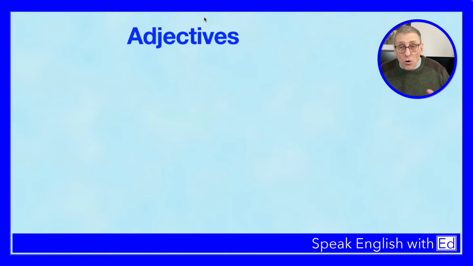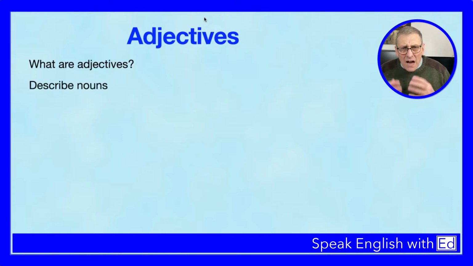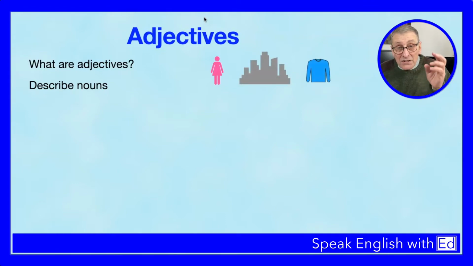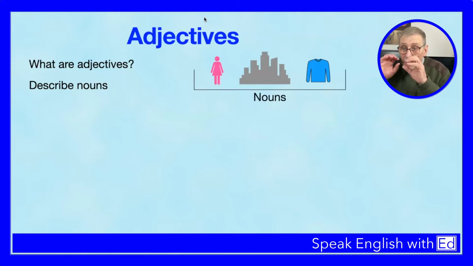So, adjectives. What are adjectives? Adjectives are words that describe a noun. They're known as describing words. They give you information about a noun. Well, nouns are people, places, and objects. I mean, it can be other things as well, like emotions and feelings, but we're going to stick with people, places and objects for this video. They're all known as nouns because you can give them a name. If you can give it a name, then it's a noun.